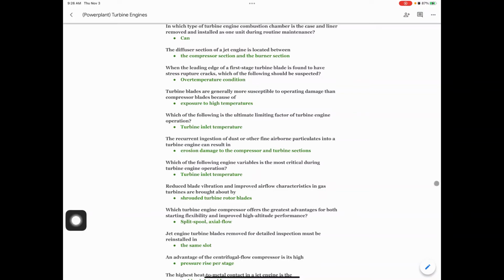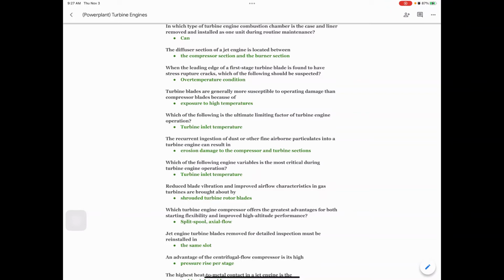Turbine blades are generally more susceptible to operating damage than compressor blades because of exposure to high temperatures. Which of the following is the ultimate limiting factor of turbine engine operation? Turbine inlet temperature. The recurrent ingestion of dust or other fine airborne particulates into a turbine engine can result in erosion damage to the compressor and turbine sections. Which of the following engine variables is the most critical during turbine engine operation? Turbine inlet temperature. Reduced blade vibration and improved airflow characteristics in gas turbines are brought about by shrouded turbine rotor blades.